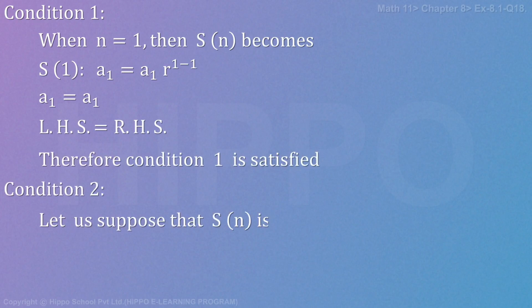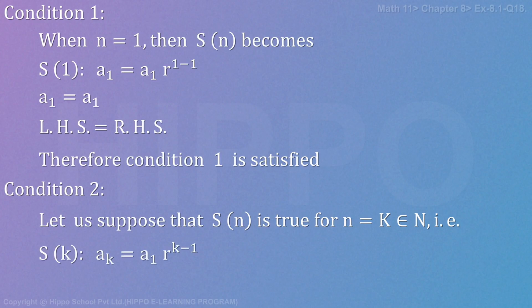Condition 2: let us suppose that S of n is true for n equals k belonging to capital N. That is, S of k, such that in place of n we put k, a k equals a1 r raised to power k minus 1, which is equation number 1. Multiplying both sides by r.